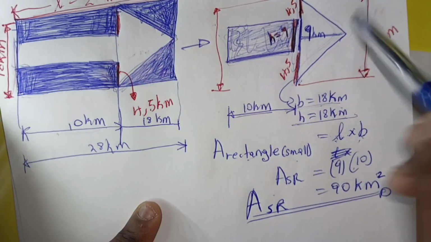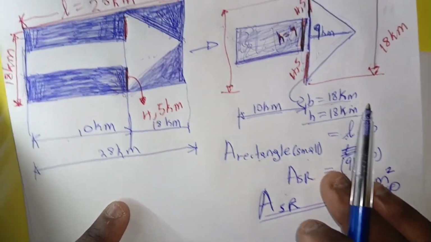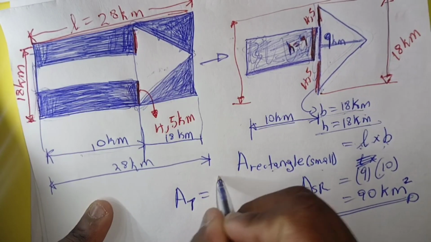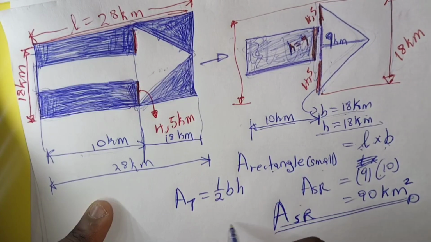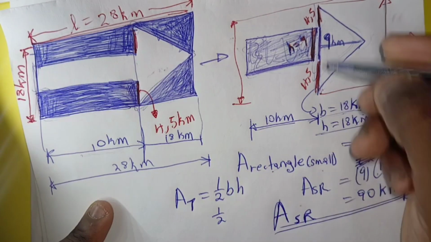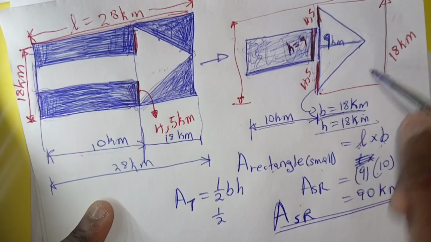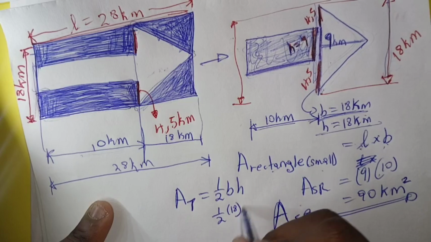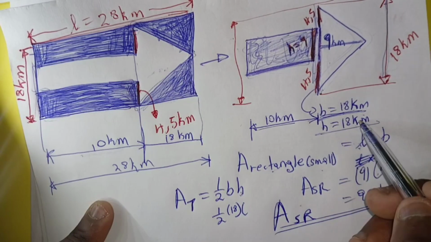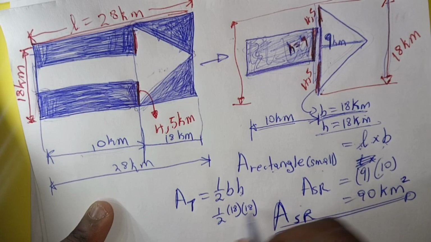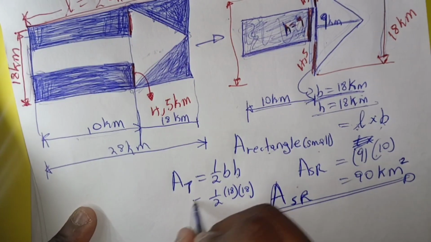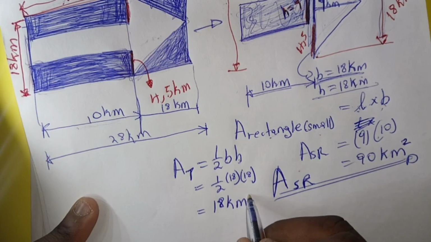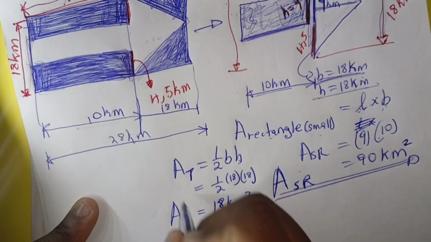So what about this one? To get that one now, you should calculate the area of a triangle. The area of a triangle is half base times height. So what is your base there? The base there is equal to 18. Half times 18 multiplied by the height. Remember that the height and the base are equal, so it's 18. So when you punch this from your calculator, I'm sure you'll get 18 again, 18 kilometers, but in squared, because it is the area.